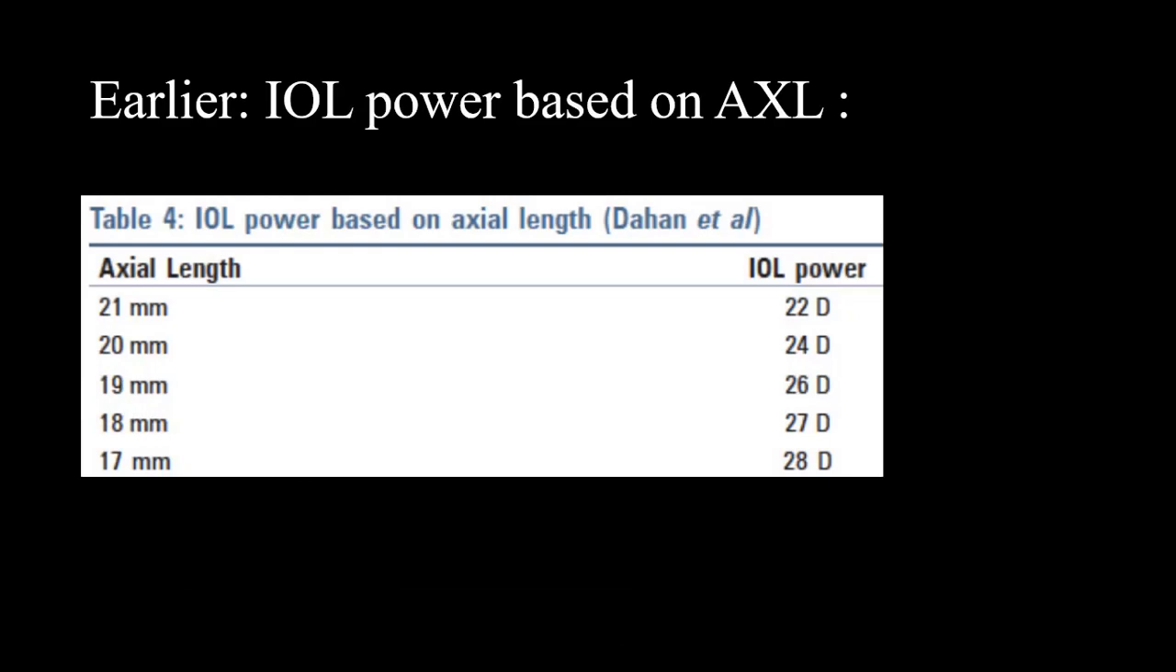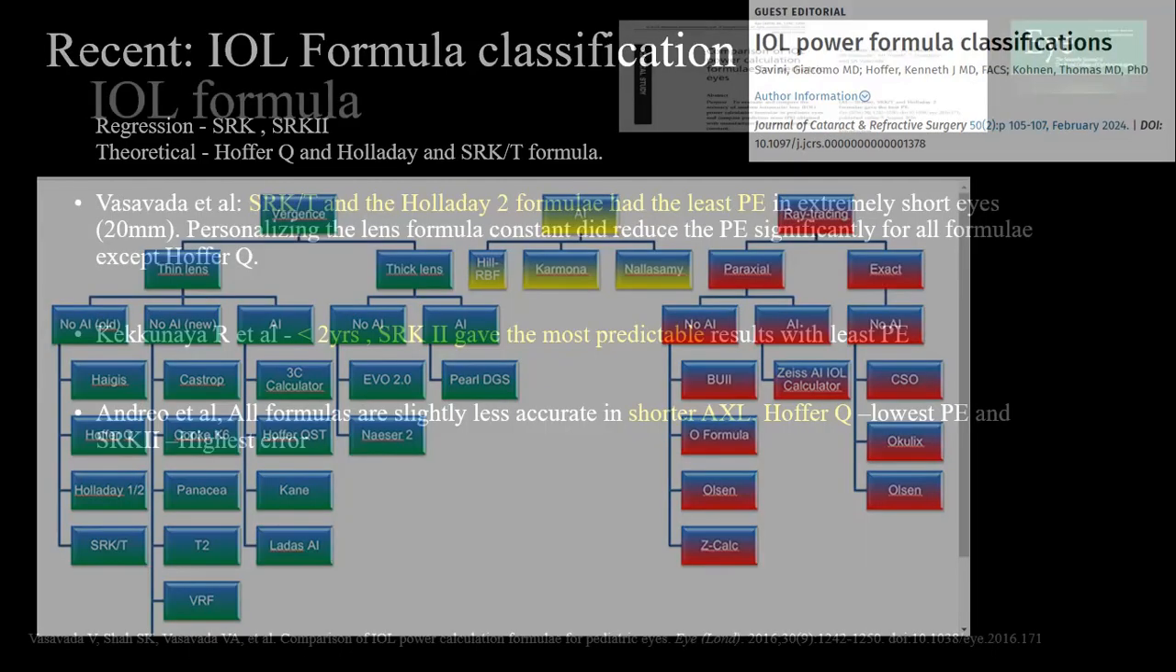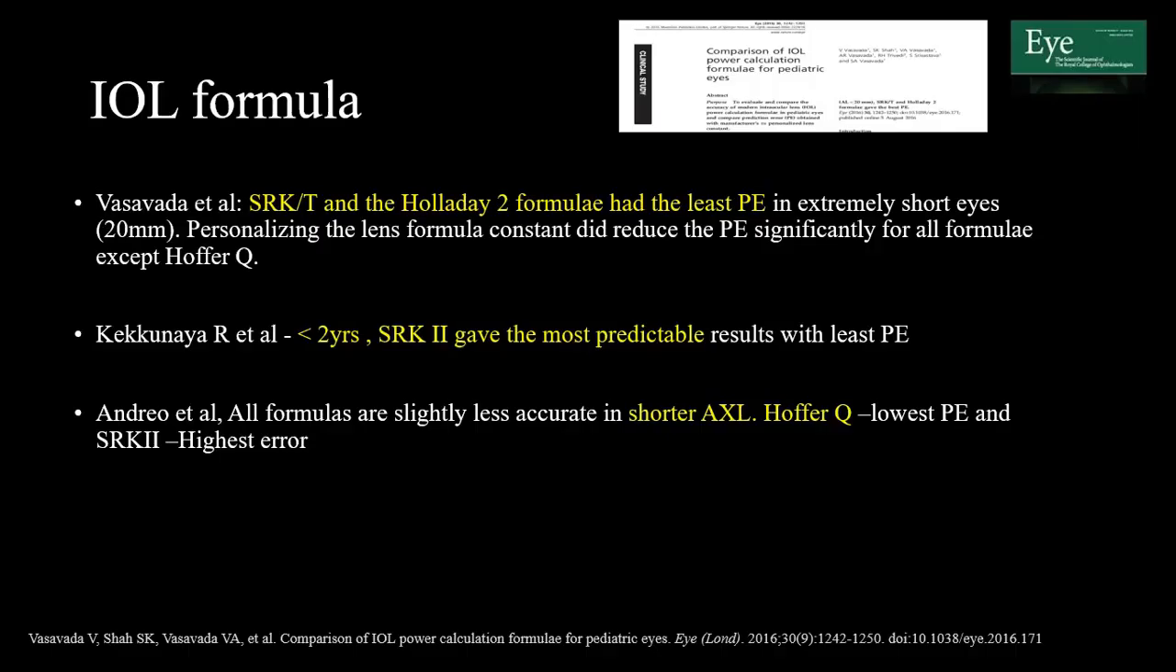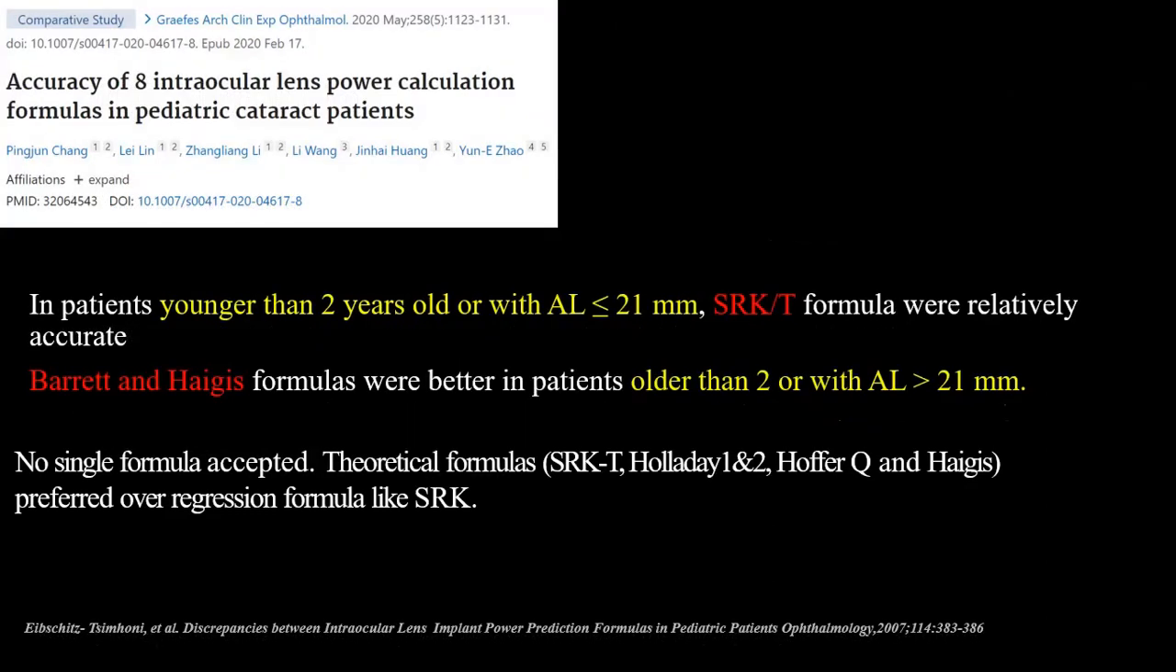Regarding IOL formulas, earlier the IOL power formulas were based just on the axial length. If this is the axial length, this is going to be the IOL power that we are using, based on Dahan et al. But recently, in a 2024 JCRS article, there are a lot of IOL formulas available, even based on artificial intelligence and ray tracing. But when it comes to the pediatric group, it is mainly the SRK/T, Hoffer-Q and Barrett that we are using. Various studies have suggested that such-and-such formula has shown accuracy in their studies. But as such, no single formula is accepted, and theoretical formulas are preferred over regression formulas like the SRK.